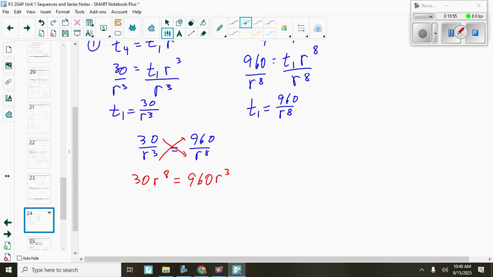Did I do it that way? I did not do it that way. I made a little bit of extra work for myself. Sometimes we're silly. R to the power of 8 is equal to, let's go back here, 32.